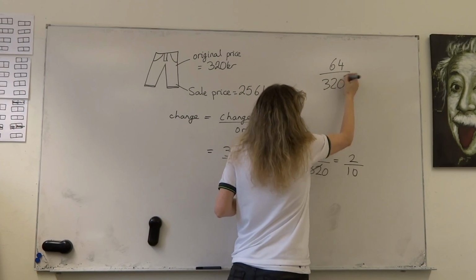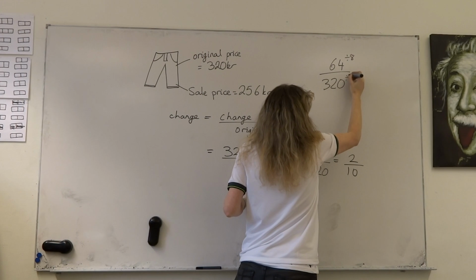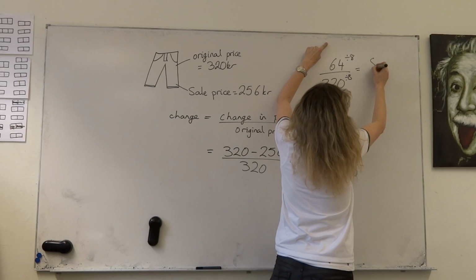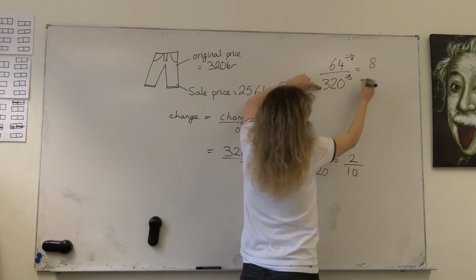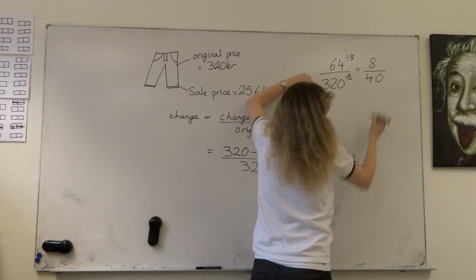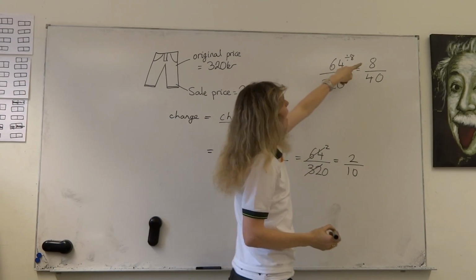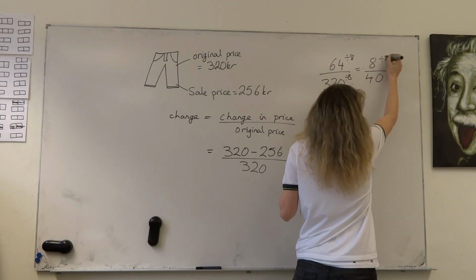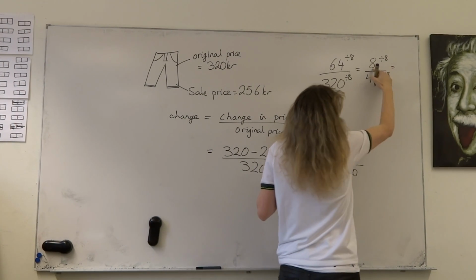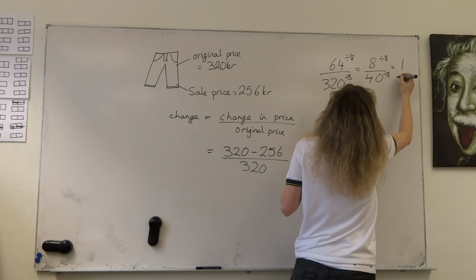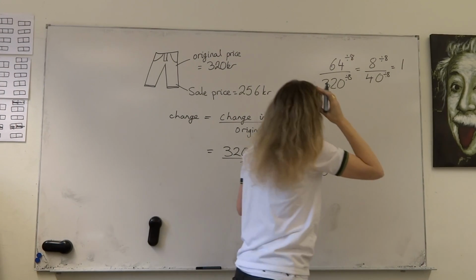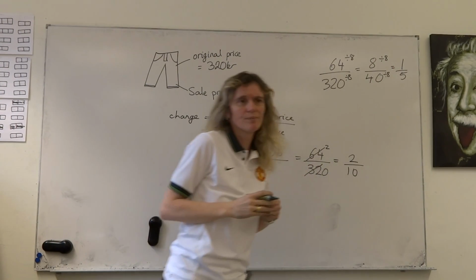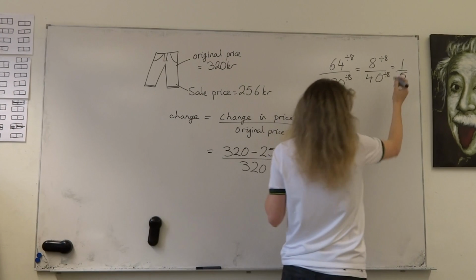64 divided by 320. Let's divide top and bottom by 8, because that's nice and easy. 64 divided by 8 goes 8 times. 320 divided by 8 goes 40 times. Now we can divide top and bottom again by 8, giving us 1 over 5, which is 2/10.